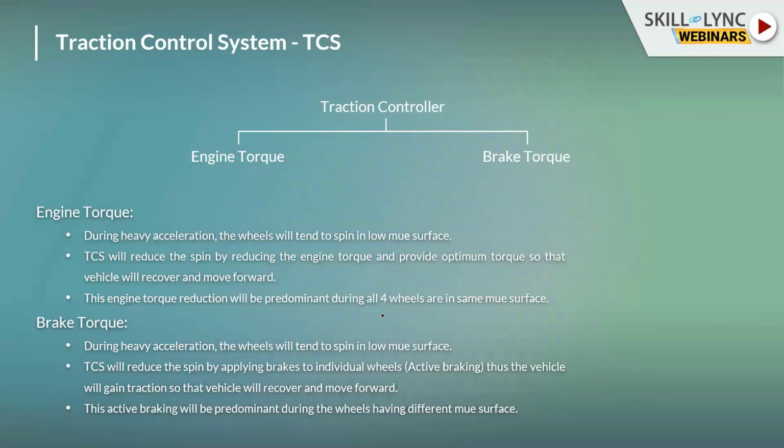So brake torque will work predominantly on different mu surfaces, while on same mu surfaces, it is not that only engine torque will work. In same mu surfaces, first engine torque will work, then brake torque will work. In the second condition, first brake torque will work, then only the engine torque will work. That is the predominant condition.